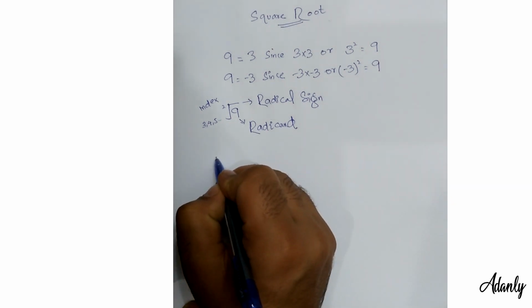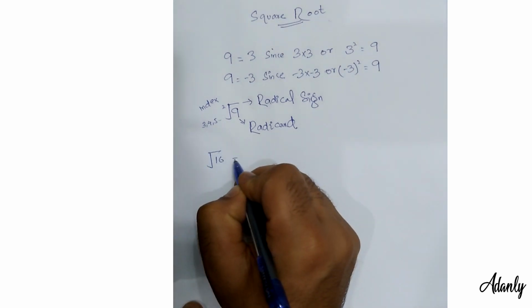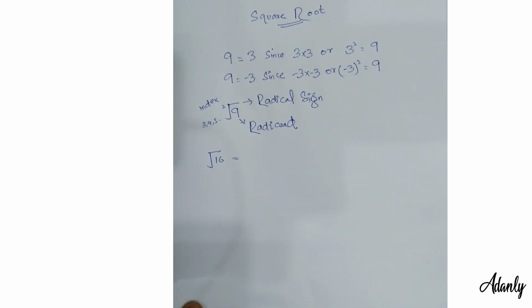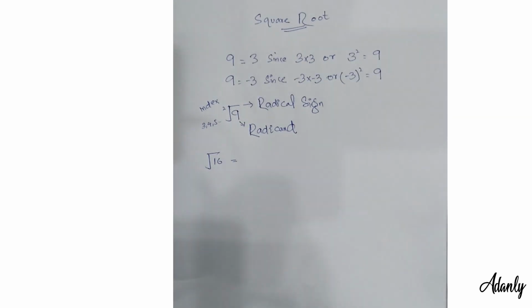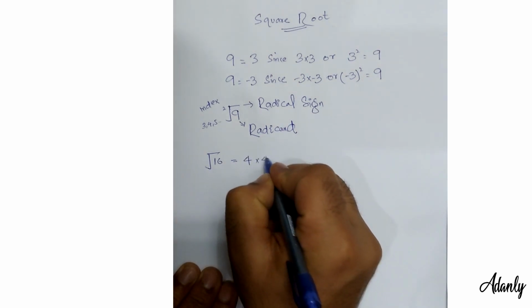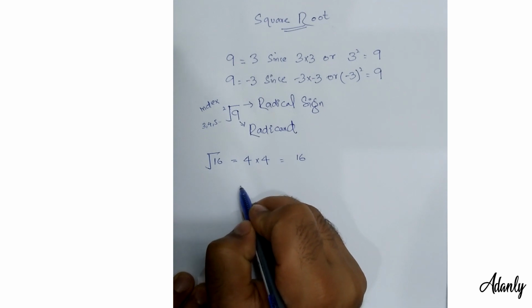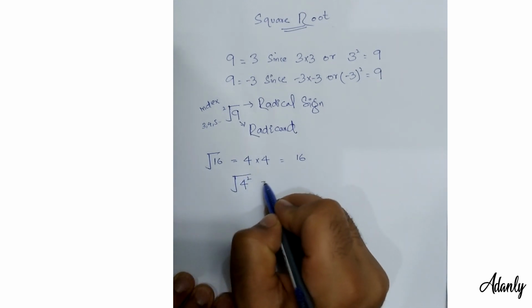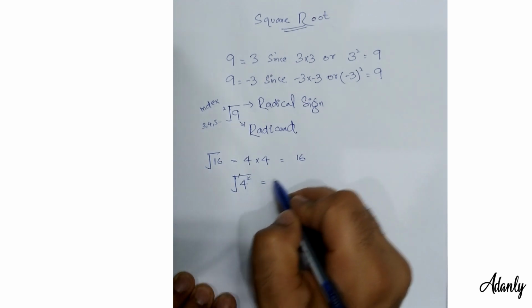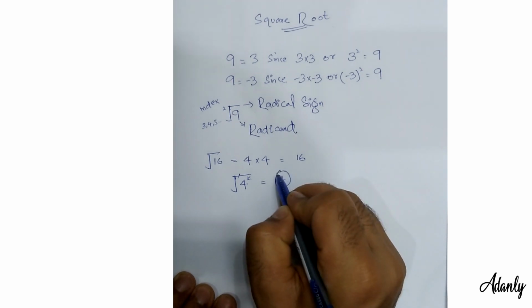Suppose we want to find the square root of 16. So we have to think of two numbers which, if we multiply, give us 16. If we multiply 3 by 3, that gives us 9. But what if we multiply 4 by 4? It gives us 16. So the square root of 16 can be written as 4 squared, and we can cancel the square and the radical sign, which gives us 4. So the square root of 16 is 4.